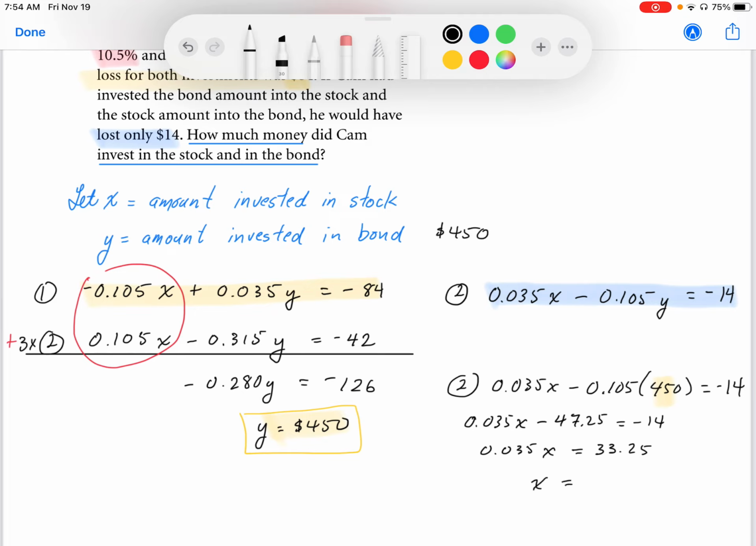And then I can solve for the amount x. I'm going to divide both sides by 0.035. And that gives me $950, so $950 represents the amount that was invested in stock at the beginning. So this amount here, this is $950.